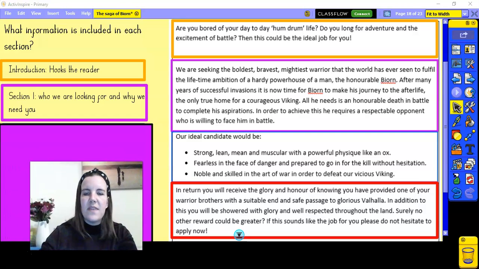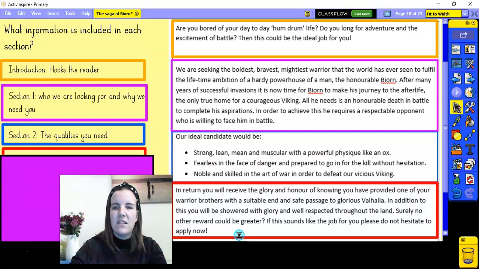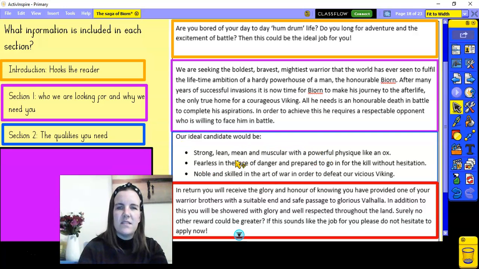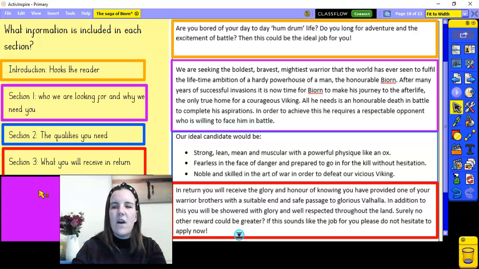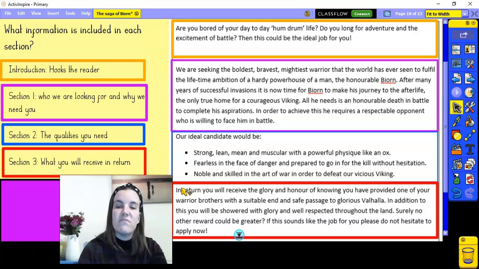Okay, if we then look at the next section, we can see the blue section here tells us the qualities that that person needs to have. Okay, so 3 bullet points there that just explains exactly what sort of a person that person needs to be and the good things that they can do. And then that final section, as you can see there, is what that person is going to receive in return. Okay, and again, we thought about that yesterday, didn't we, in our plan?